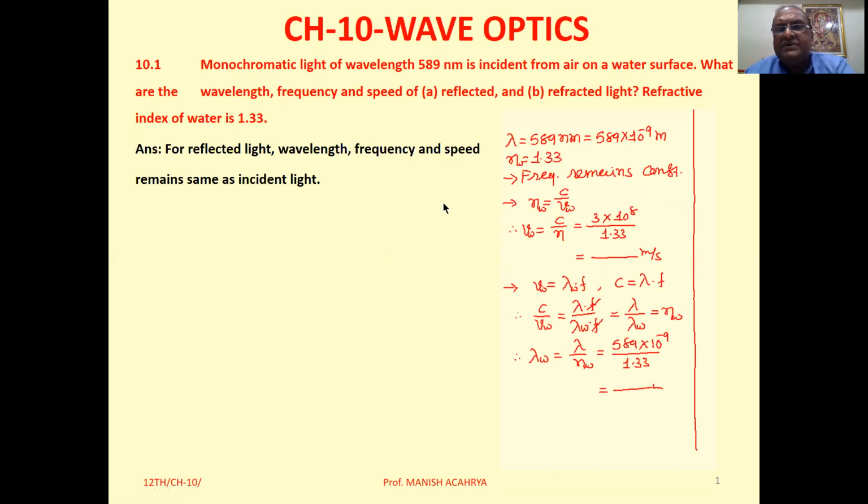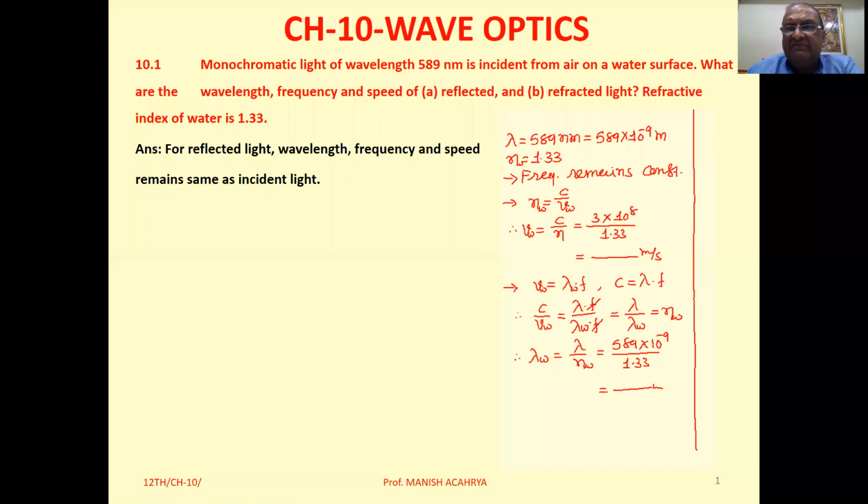Okay. Now see, for reflected light, the medium remains the same. When the light ray is incident and after reflection, when it propagates, in both cases the medium is the same. Therefore, wavelength, frequency, speed, everything will remain the same. But in refraction, the medium changes.